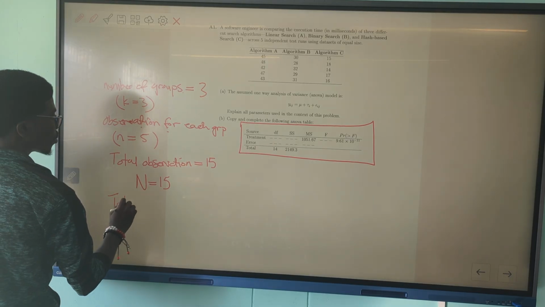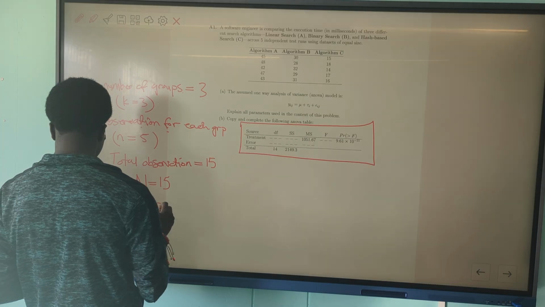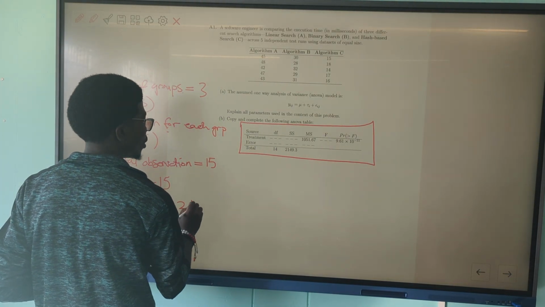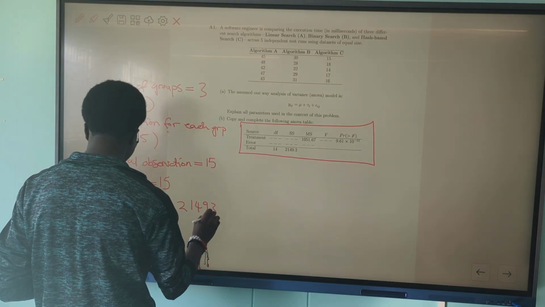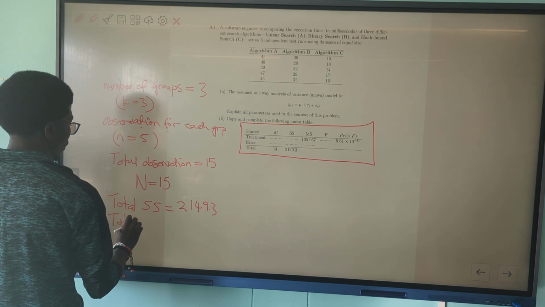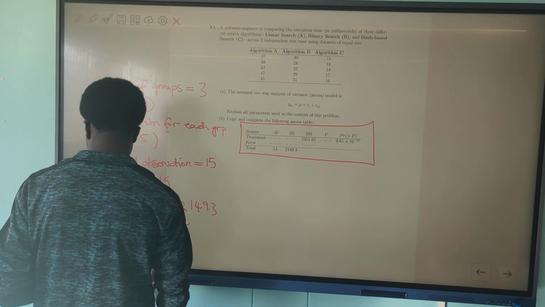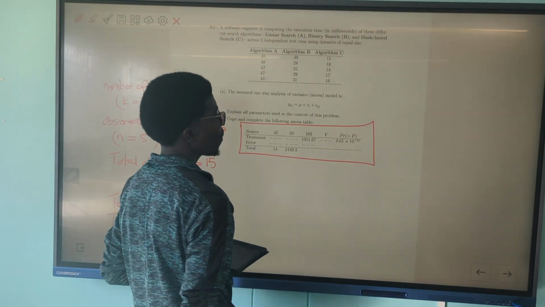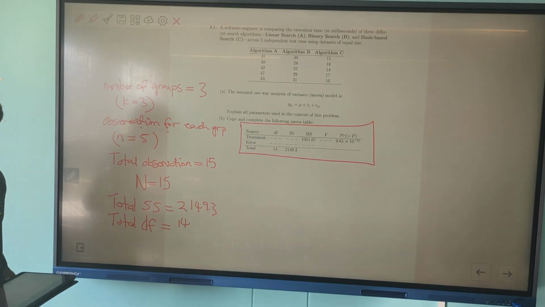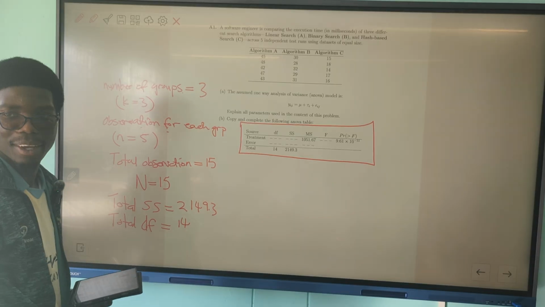Total SS, which is equals to 2149.3. We have the total DF, which is equals to 14. We have the treatment MS, which is equals to 1051.67. Are we together? Yes. Let's start to work step by step.